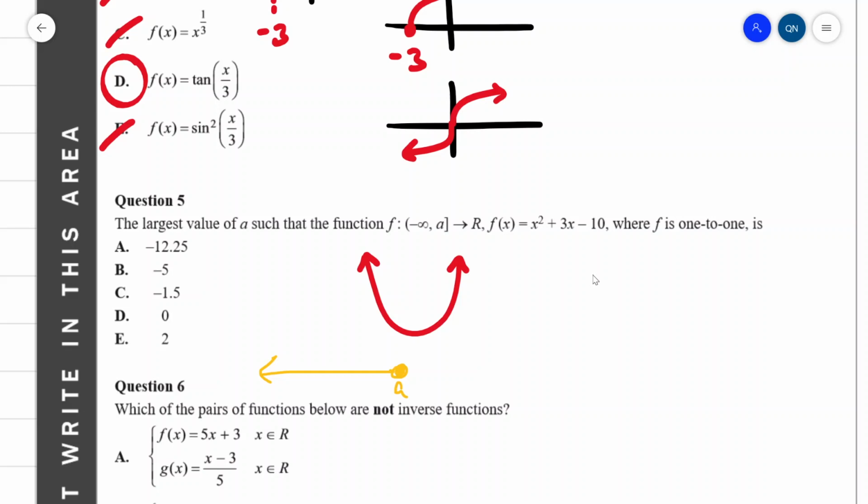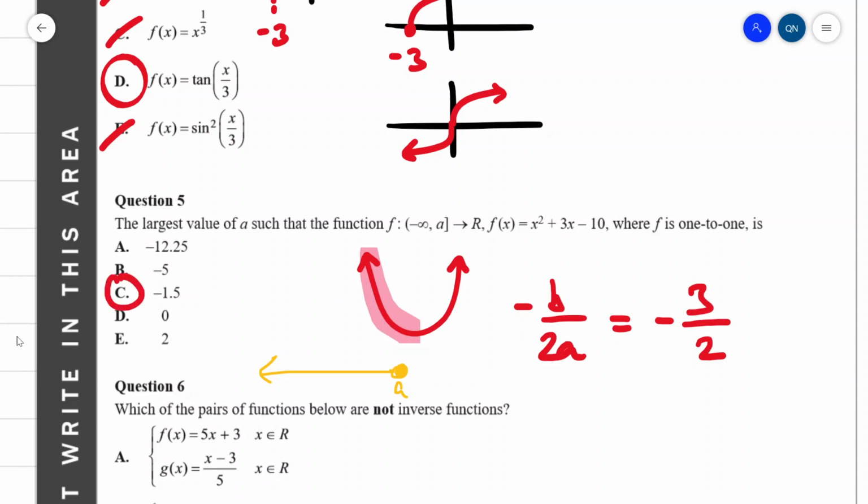Now, you definitely don't want to go past that turning point there, because once you go past the turning point, you're going to fail the horizontal line test. So it's not going to be 1 to 1 anymore. So the largest value of a, where this is still 1 to 1, occurs precisely at the turning point, and the turning point of a quadratic you can compute very easily using the formula minus b over 2a. Minus b over 2a is minus 3 over 2 times 1, which is minus 3 over 2. So that's going to be minus 1.5.